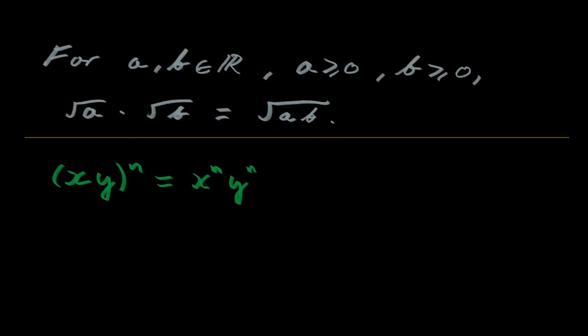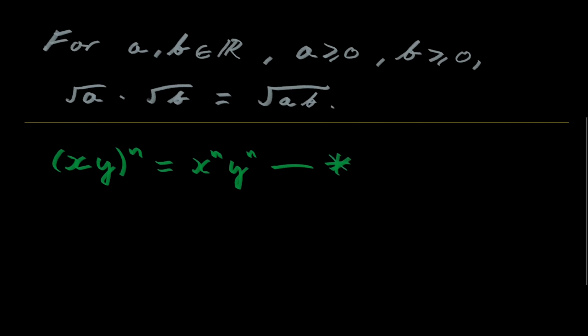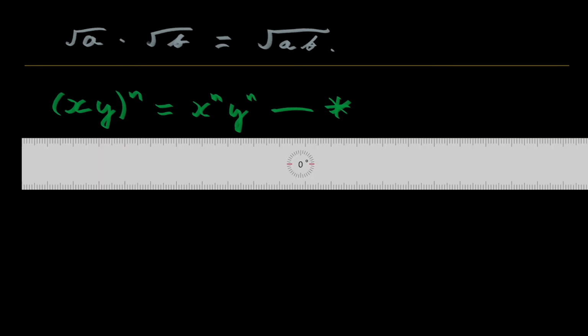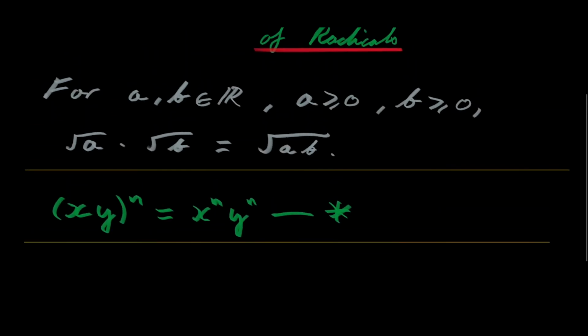So this property here, I'll just write a green star, so that when I'm doing the proof, I can just write a green star to show you where that property applies in the proof for the product property of radicals. So let's prove the product property of radicals. I'll show it to you again.